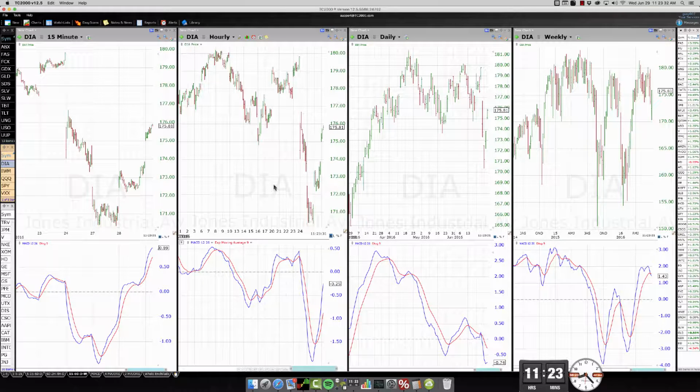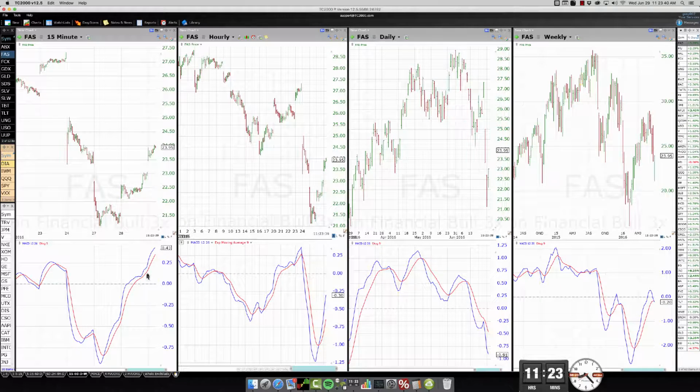Take a look at diamonds. The same. Last but not least, a quick glance at FAS. Same thing. Now take a look at on the daily here. We have an upside pressure pattern. What I do is I compare the price drop versus the indicator drop. We have a lot of upside.